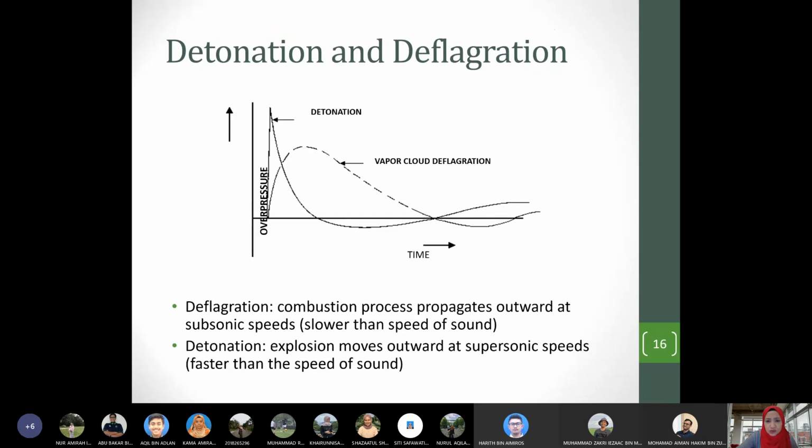If I combine these two charts together, you can see that detonation normally will have a higher overpressure as compared to a deflagration. For example, this is a vapor cloud deflagration. And as I mentioned just now, as the overpressure from a detonation decreases, it can go below ambient pressure and have a vacuum created. So in summary, a deflagration is a combustion process that propagates outward at subsonic speed, which is slower than the speed of sound, whereas for a detonation, the explosion moves outward at supersonic speed, meaning that the speed is faster than the speed of sound.